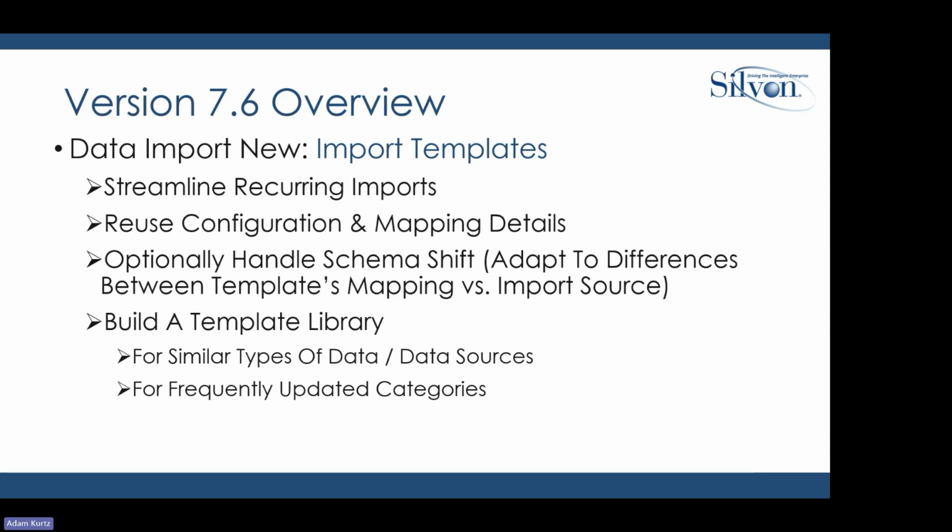There's also this new concept of an import template. So now you can actually use these templates over and over again. So it's going to help you streamline reoccurring imports that you might have. You can reuse configuration and mapping details. So that's kind of what it stores for you. You can optionally handle a schema shift, basically adapt to differences between templates, mappings, and the actual import data. And you can build a template library, so group together similar types of data sources and data, and it's obviously for frequently updated categories.